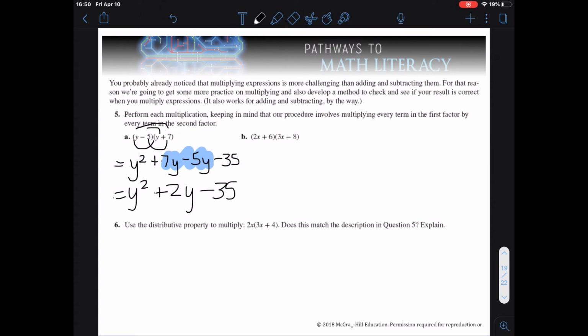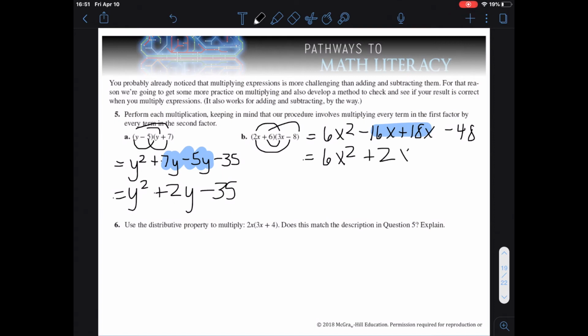And then likewise, if we do our first term, 2x times 3x is 6x squared. The outer is negative 16x. The inner is positive 18x. And then the last, 6 times negative 8 is negative 48. We've got two like pieces, which are the x terms. So cleaning this up, we have 6x squared. That leaves us with a positive 2x and a negative 48.